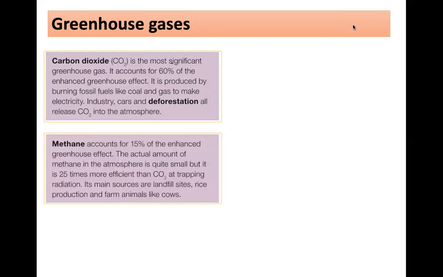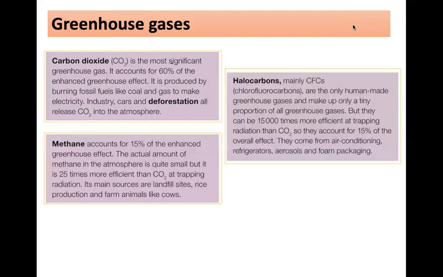There's also methane. Now, this accounts for 15% of the enhanced greenhouse effect, but the actual amount of methane is quite small, but it's 25 times more efficient than CO2 at trapping that radiation. And this comes from landfill, rice production, and farm animals.